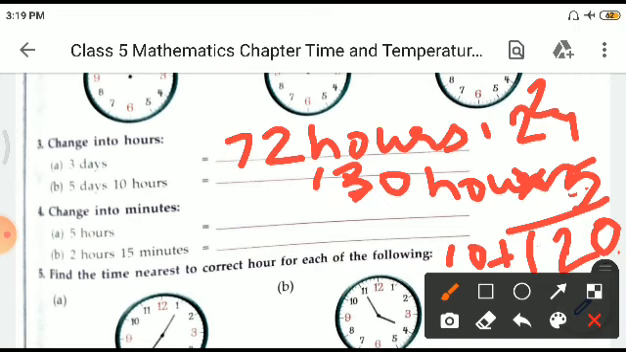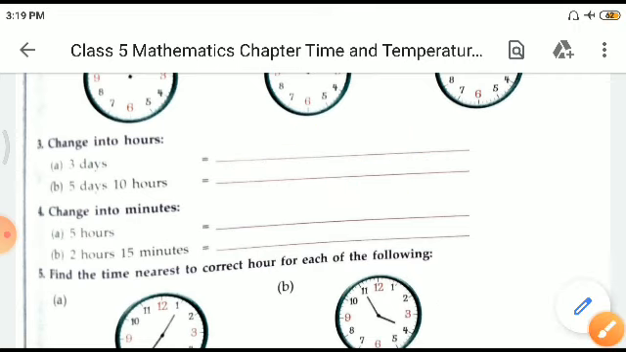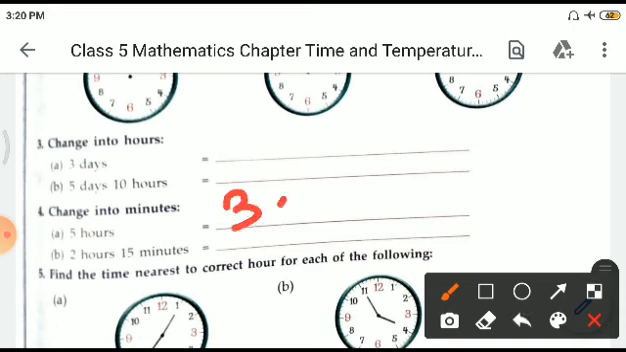Hours. Right? 130 hours. Now change it into minutes. Similarly, an hour consists of 60 minutes. So 5 hours will be 5 into 60, that is 300. So this will be how much, children? 300 minutes. Right?